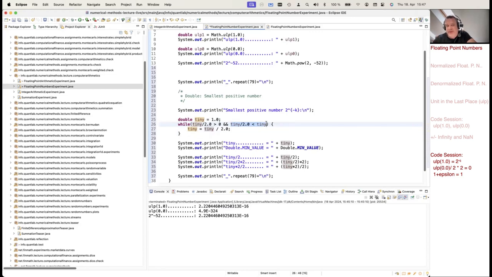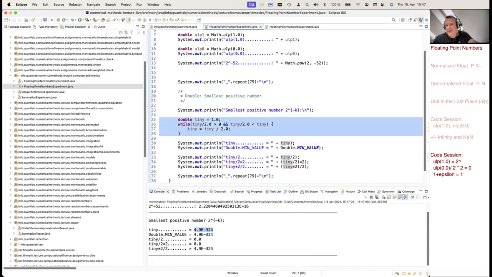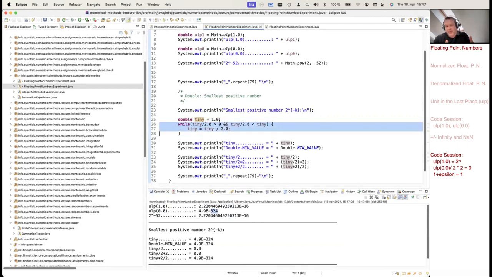There's nothing in between. Let's have a look at what this number, the tiny, is. And you see that this tiny number that I get, if you let this loop run, is exactly this ULP of zero. So the last number that it can distinguish before it either rounds to zero or rounds to the same number again, this is the ULP of zero. So this is this 4.9 times 10 to the minus 324.